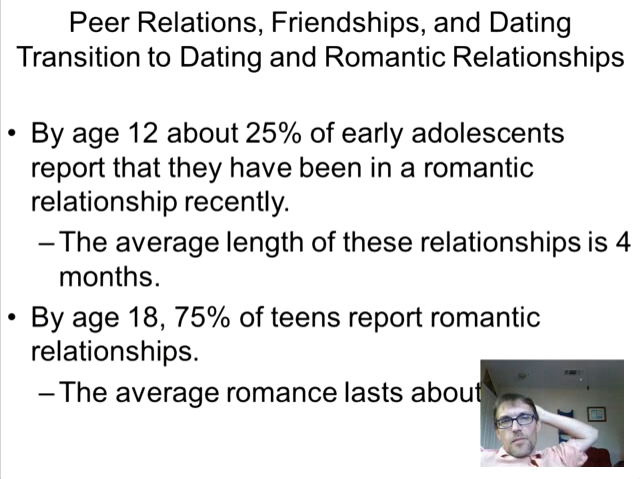By age 12, about 25% of these adolescents report having been in a romantic relationship, though their definition of a romantic relationship would usually probably qualify as an affiliation. The average length of these relationships is 4 months. By about age 18, about 75% of teenagers have been in relationships, and they last about a year.